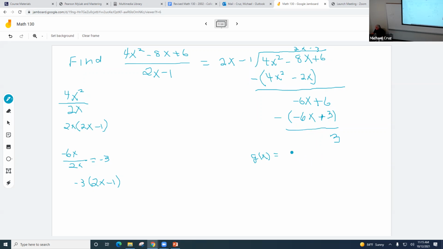It's 2x minus 3 plus 3 over the 2x minus 1. And like I said, there's no sense in doing it, but believe me, if you were to take this now and multiply this by your divisor, you would get back to that thing up there.